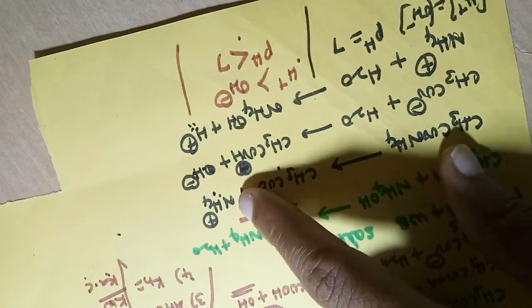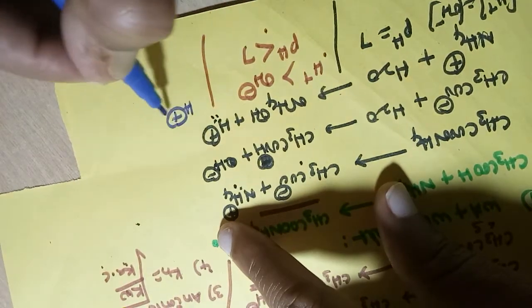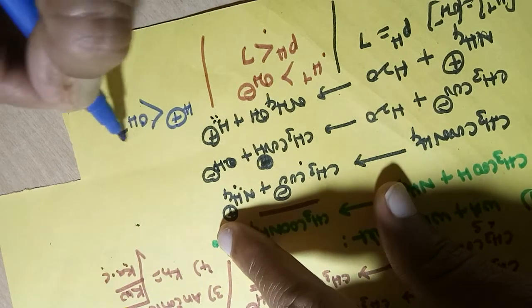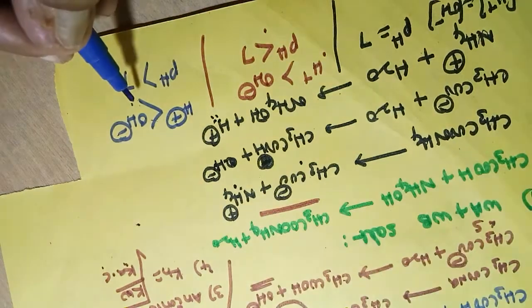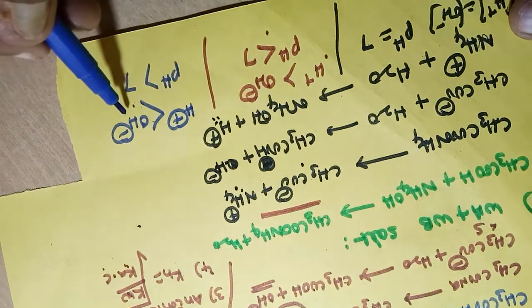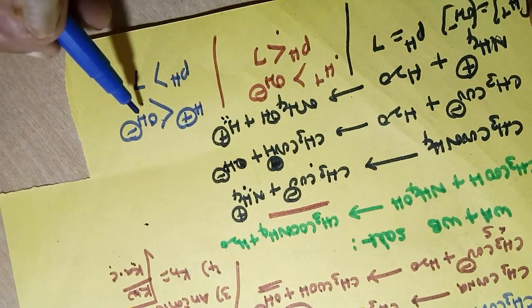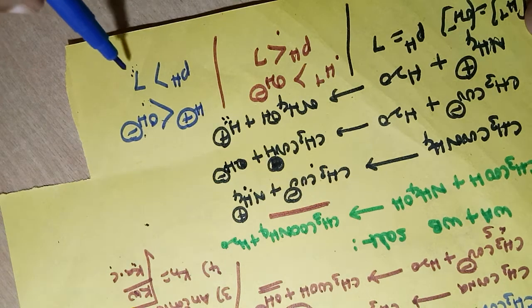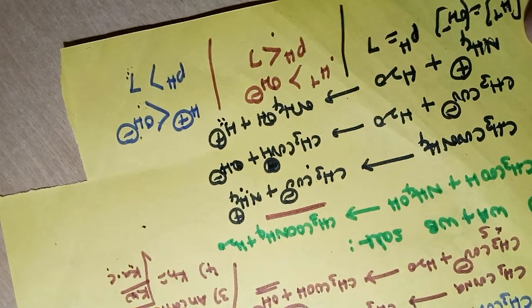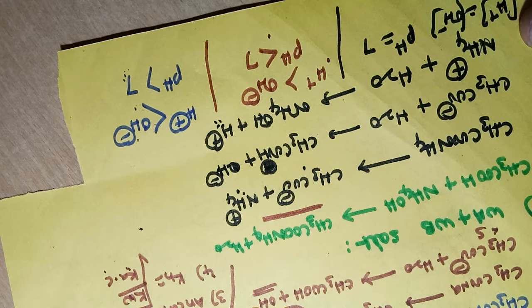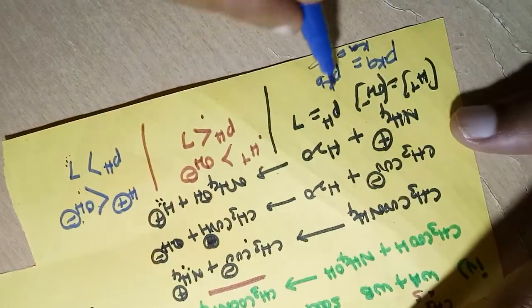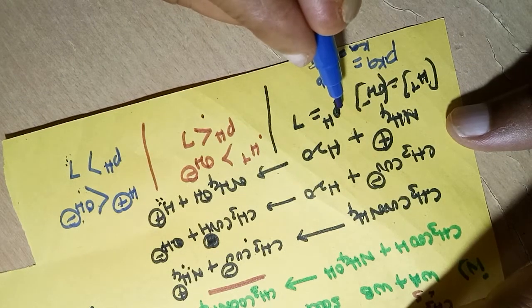If the H plus ion concentration is less than that of the OH minus ion concentration, the pH value is greater than 7, because OH minus ions are present, which are basic in nature. When pH is equal to 7, we can also get it another way: if pKa is equal to pKb, or Ka is equal to Kb, then pH is 7.